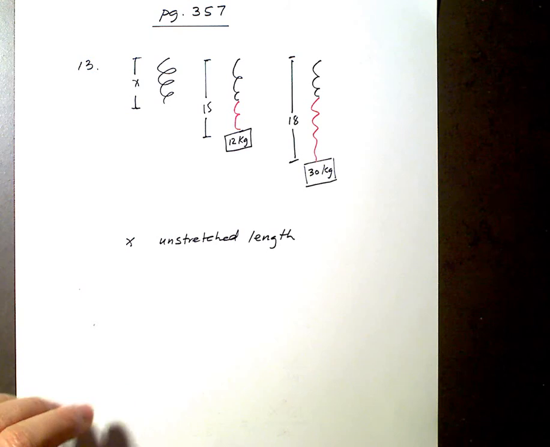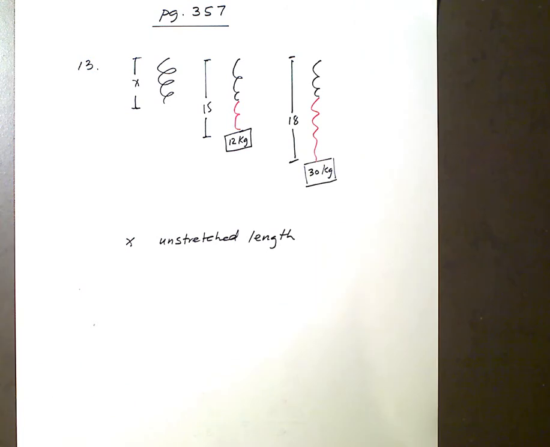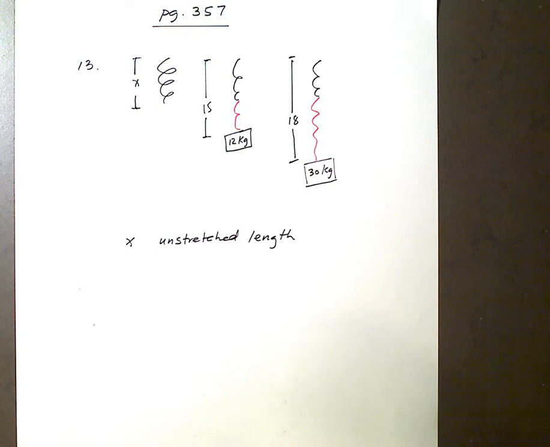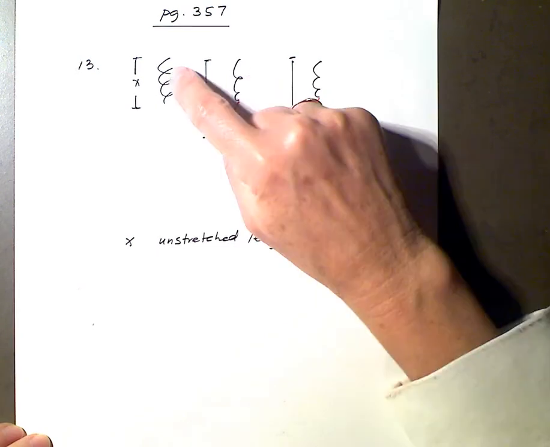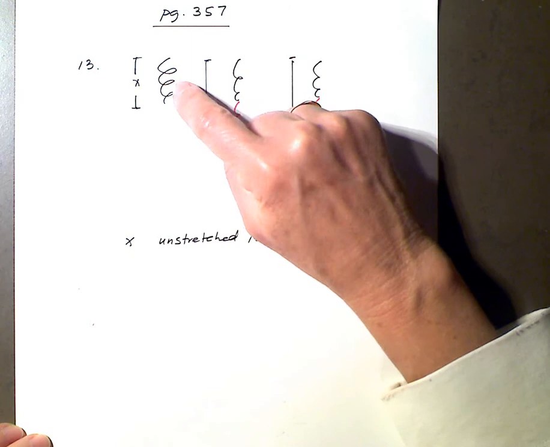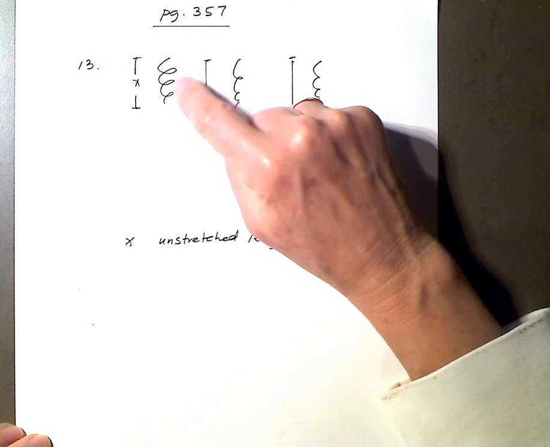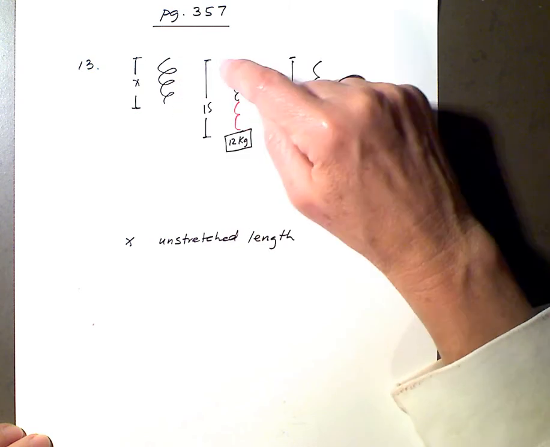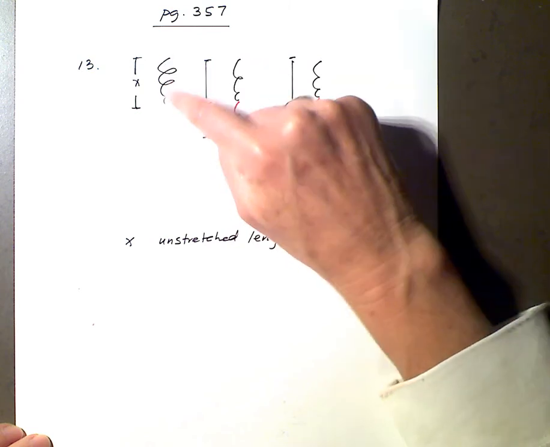Okay, this is problem number 13 on page 357. In this one, we're just going to use one variable to represent the length of an unstretched spring. So if this spring is just hanging from a ceiling or something like a slinky and it's just X long, what happens when I put weight on it? It has no weight on it, it just has an unstretched length.